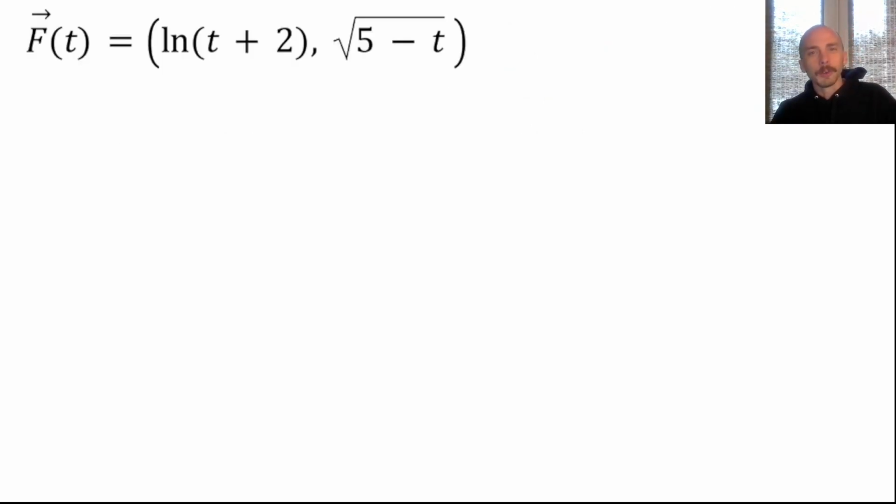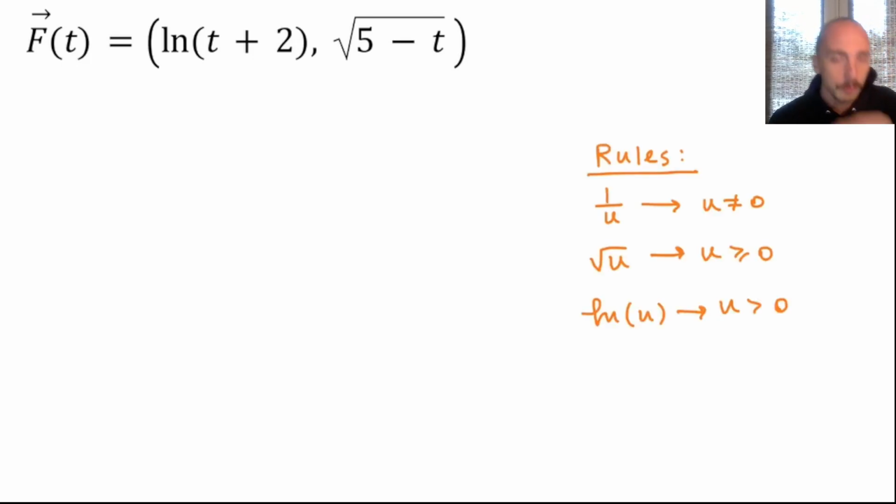For this first one, I should probably remind you about the rules. I just mentioned them verbally, but I should write them down. If I've got 1 over something, I need to make sure that thing is not equal to 0. If I've got the square root or any even indexed root, I need to make sure that thing is greater than or equal to 0. And if I'm taking a log of something, I need to make sure that thing is positive.